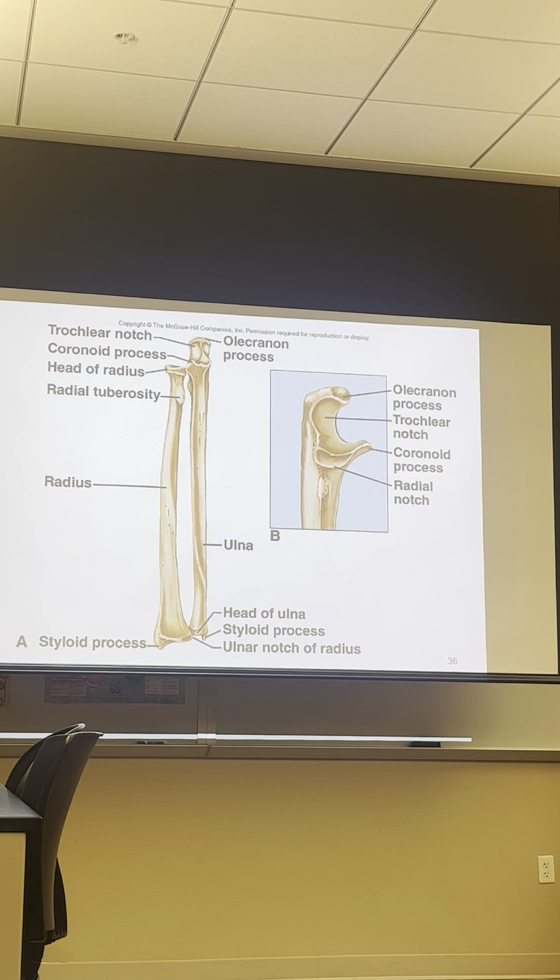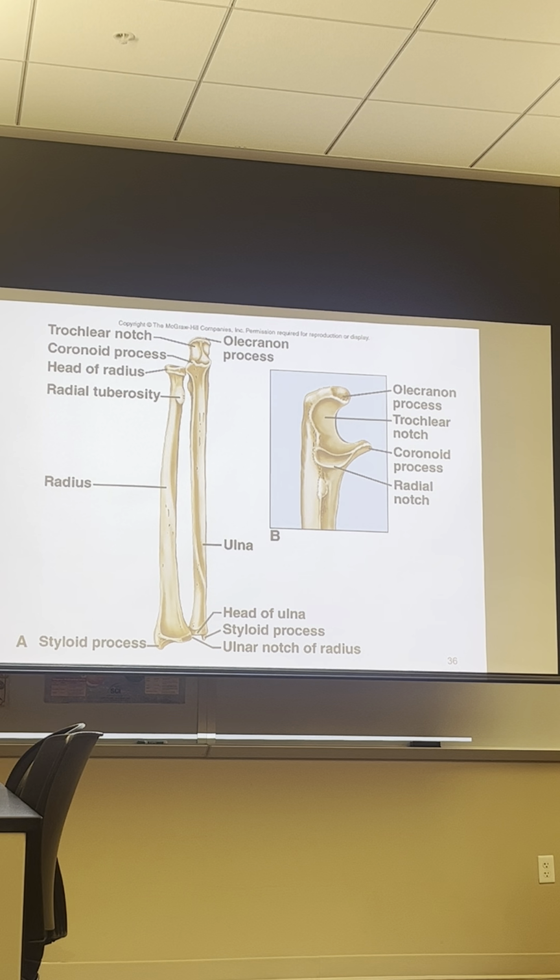Okay. And then you also have this thing called the radial notch. The radial notch allows the radius to pivot so that you can do what we call pronation and supination. So this is supination, right? If you want to hold a bowl of soup, that's supination, and then hands down is pronation. This is because your radius can pivot.